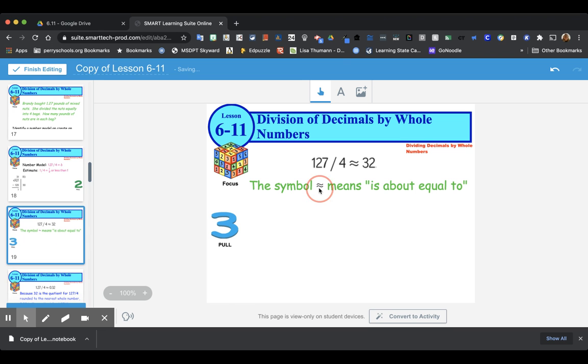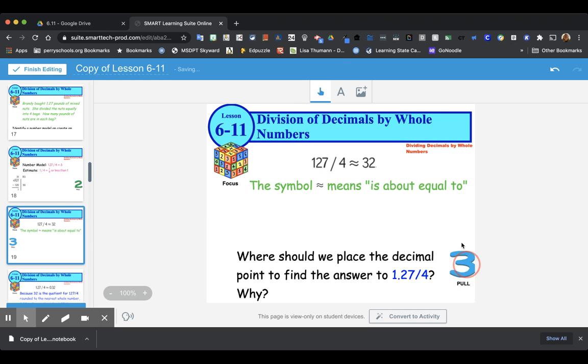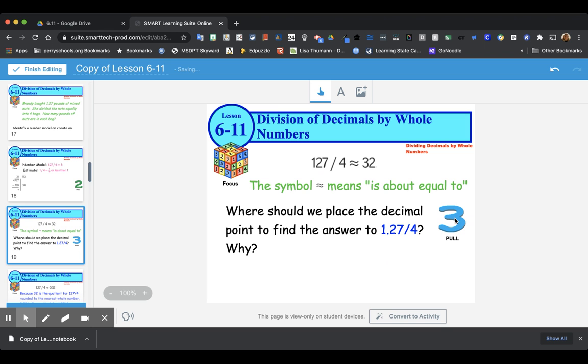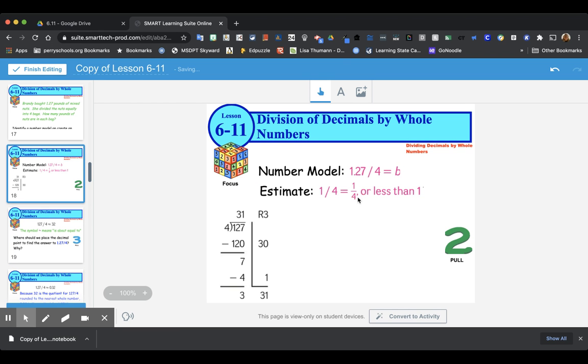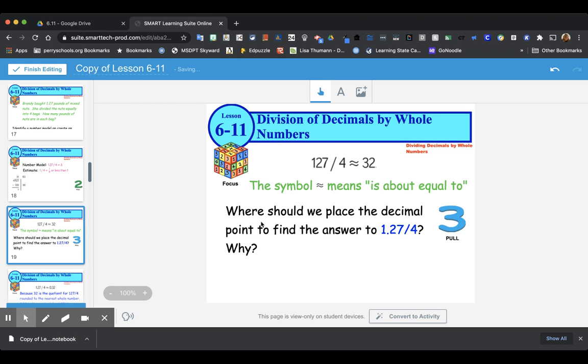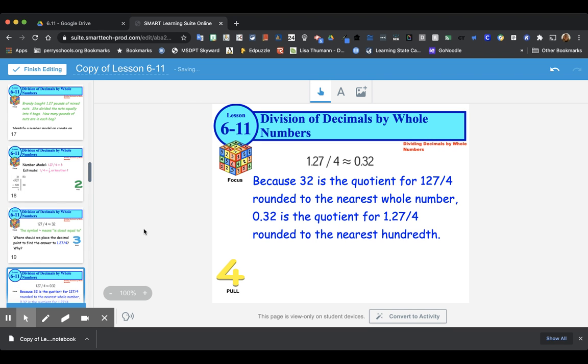So when we see this symbol here, it means it's about equal. It means it's not exact. It's a rough range. So knowing our estimate of 1/4 or less than 1, and knowing that this means about, where would we put the decimal place? Because 32 is the quotient for 127 divided by 4, rounded to the nearest whole number. 0.32 is the quotient for 1.27 divided by 4, because that is rounded to the nearest hundredth.